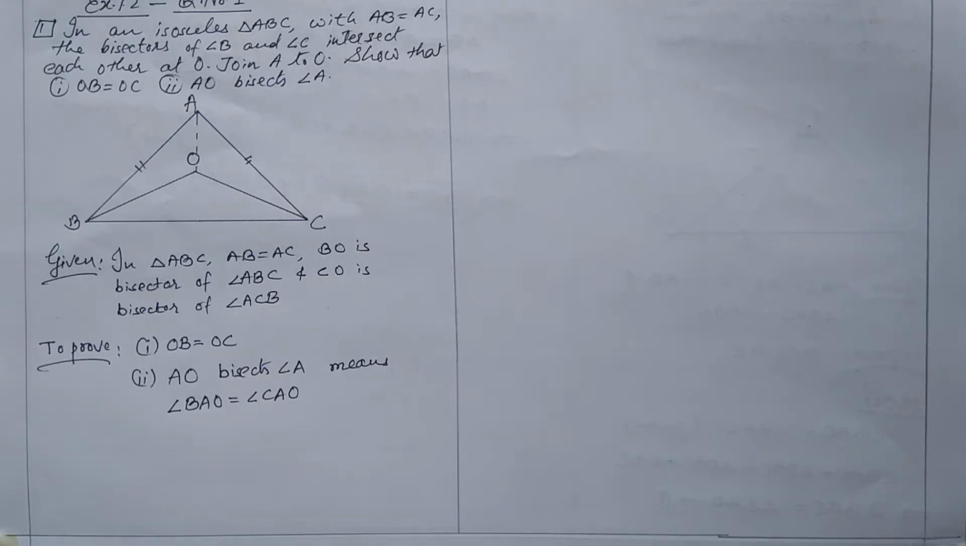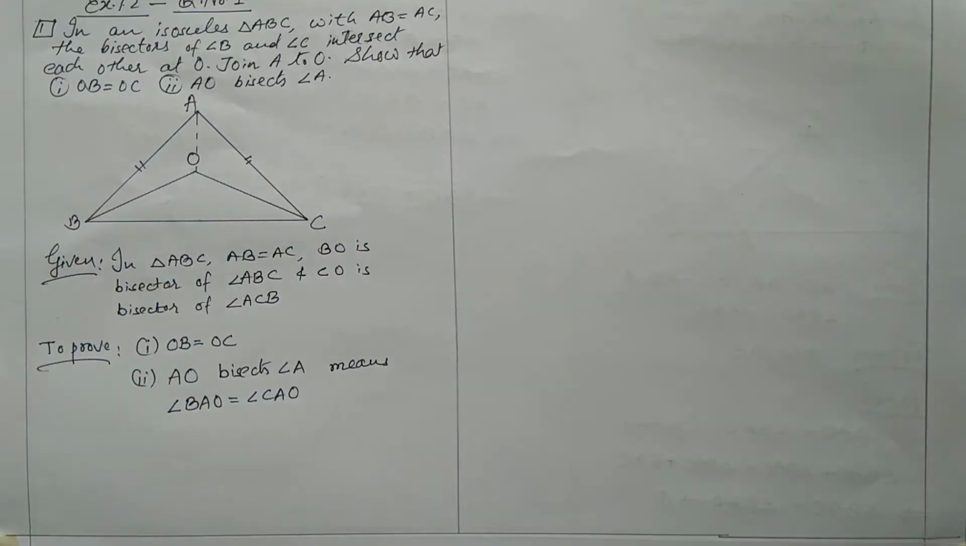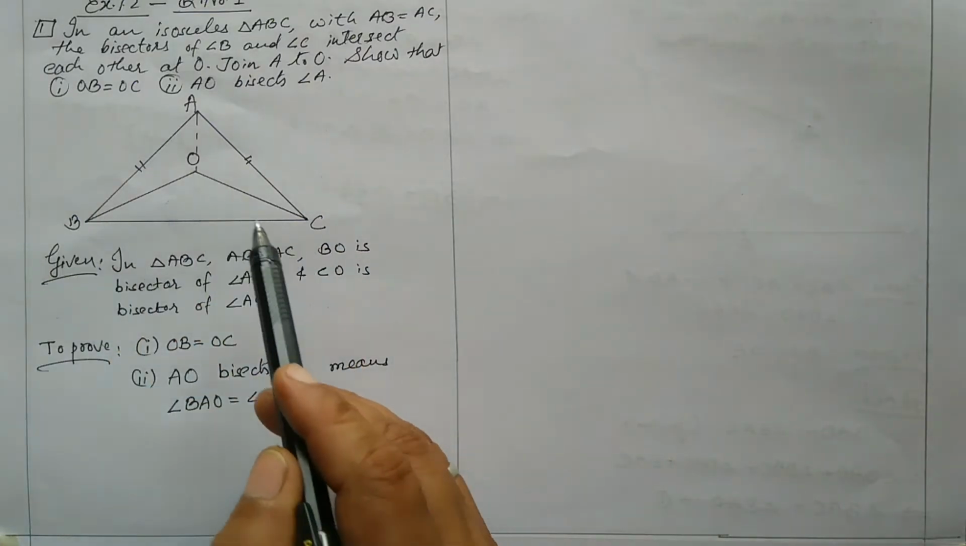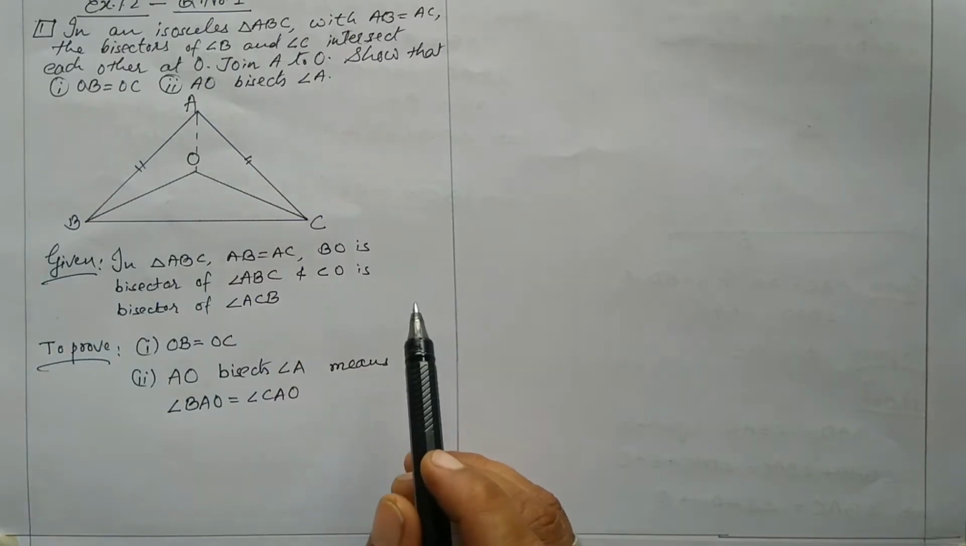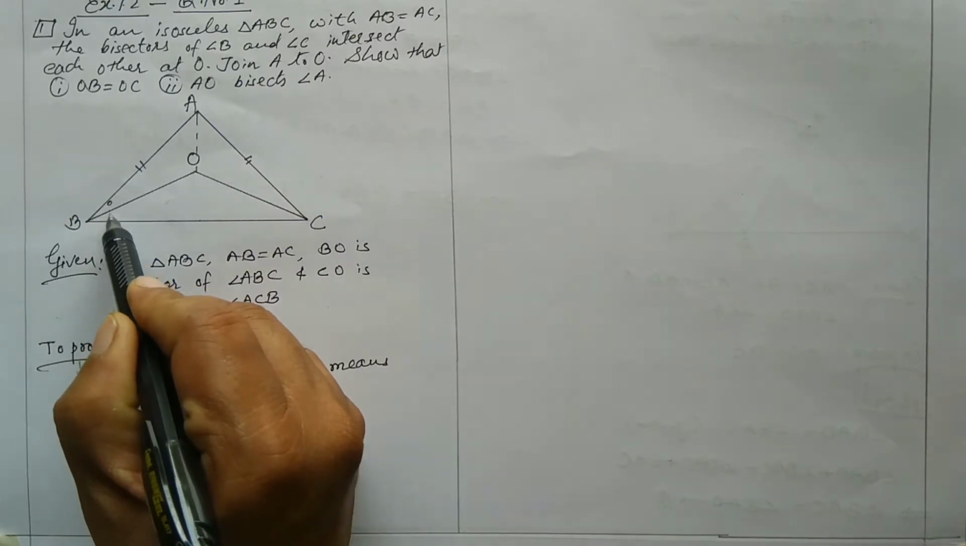Let us say question number 1 of exercise 7.2. It is given that triangle ABC is an isosceles triangle with AB equal to AC. BO and CO are the bisectors of angle B and C respectively. Therefore I will show this by identical markings.